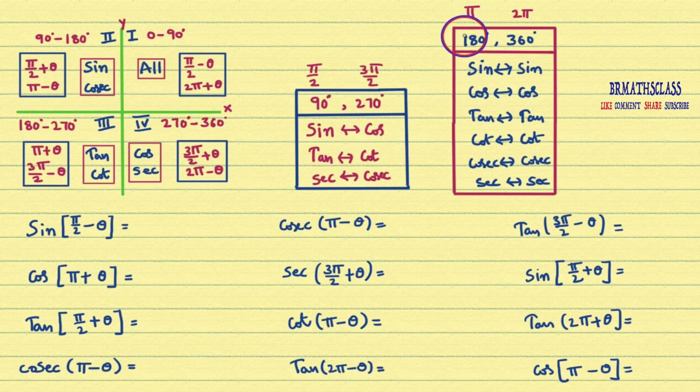Okay. And whenever you see 180 degrees, 360 degrees, 180 degrees means pi, 360 degrees means 2 pi, in allied angle, then the function remains same. No change in the function. Sine remains sine only, cos remains cos only, tan remains tan only, cot remains cot only. The functions remain same whenever you see pi and 2 pi in allied angles.